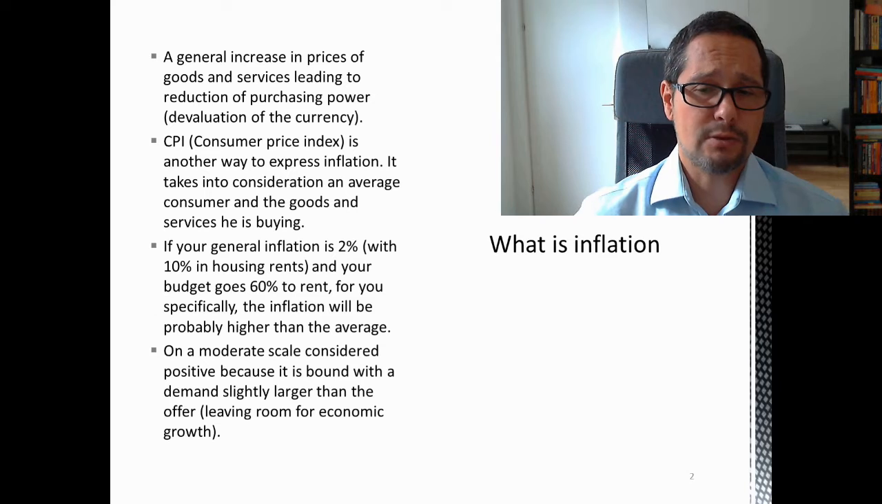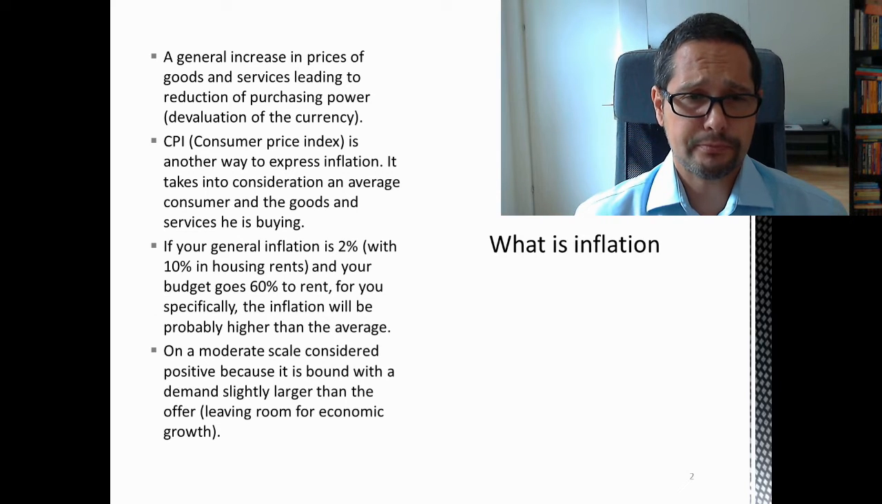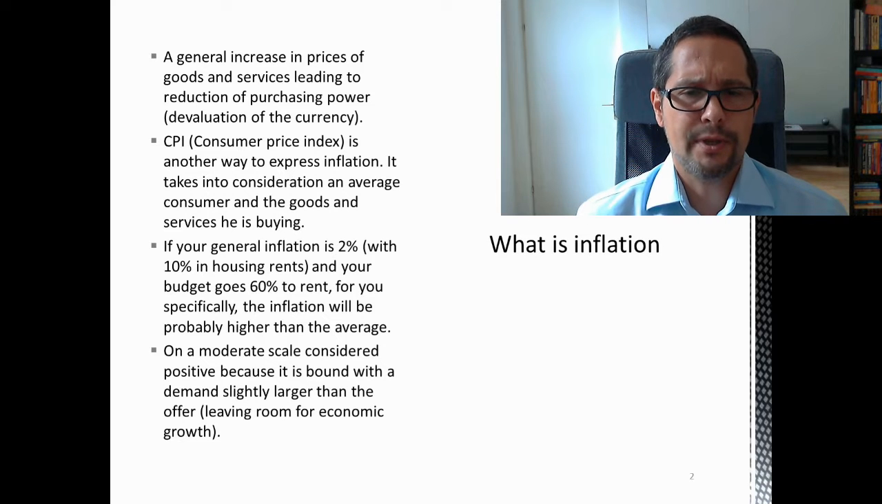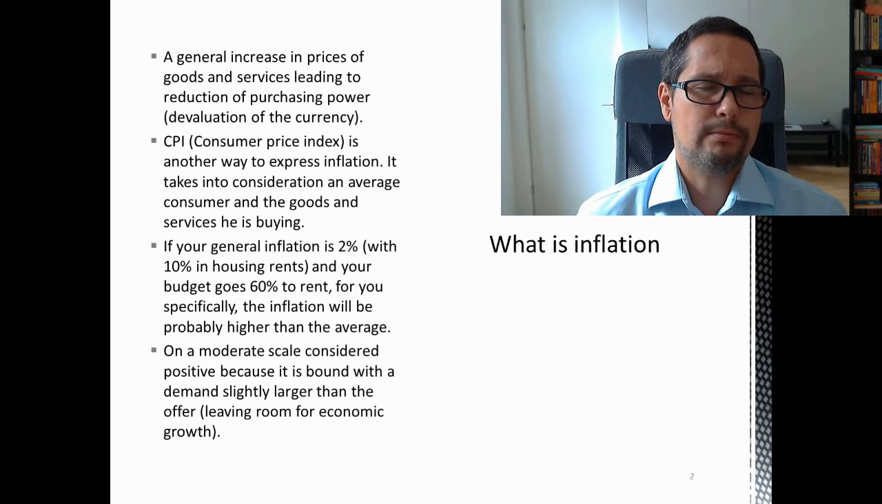So let's just start with what is inflation. It's a general increase in prices of goods and services leading to a reduction of your purchasing power, also devaluation of the currency in real terms. We use the consumer price index as another way of expressing inflation.